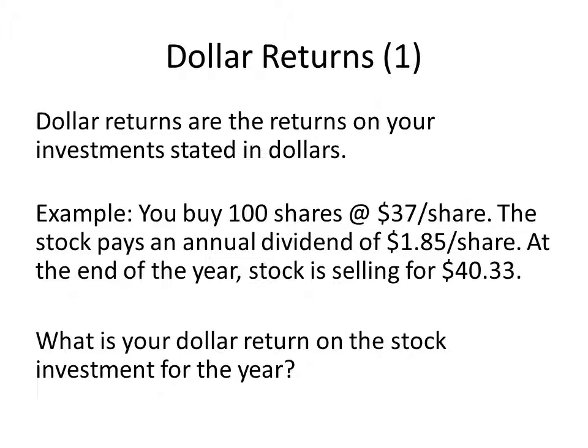We're going to discuss different ways of expressing returns. And the first way is perhaps the simplest. We call it dollar returns. That's merely the returns on your investment stated in dollars. Let's work through an example. Let's say you buy 100 shares of stock at $37 per share. The stock pays an annual dividend of $1.85 per share. At the end of the year, you can sell a single share of the stock for $40.33.